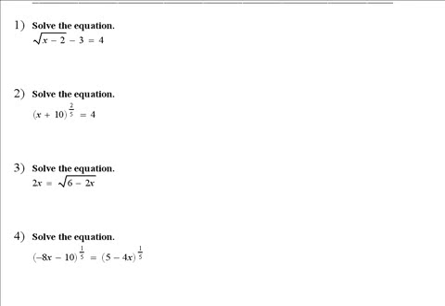We are asked to solve the equation. So we're just going to solve away. We're trying to get x by itself. That's what solve usually means, get the variable isolated. So let's go ahead and add 3 to both sides. That'll give me the square root of x minus 2 is equal to 7.